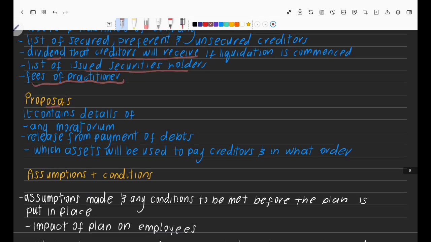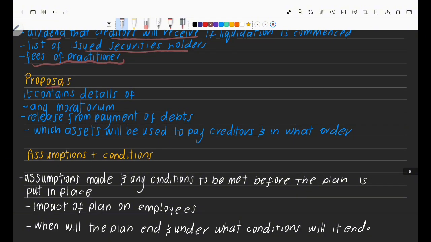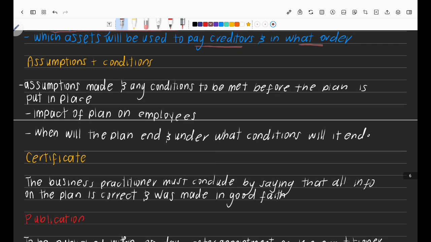The proposal should contain details of any moratorium. If you remember what that is, a temporary hold on the rights of claimants. So it should tell us of any holds that you put in as a practitioner. It should tell us about the release from payment of debts, and which debts we are being released from temporarily, which assets will be used to pay creditors, and in what order, right?